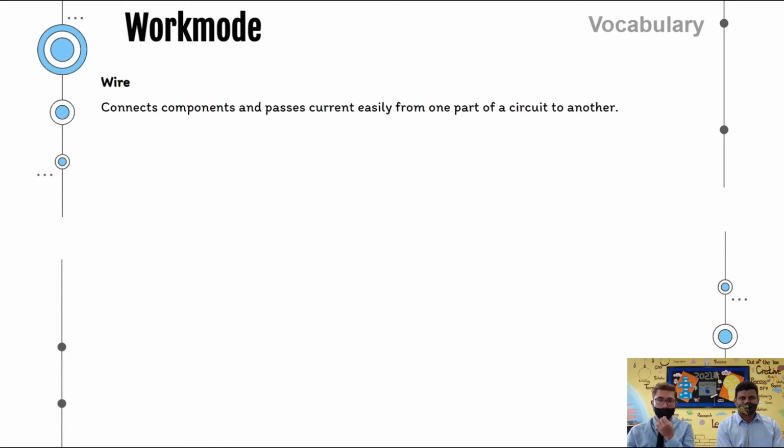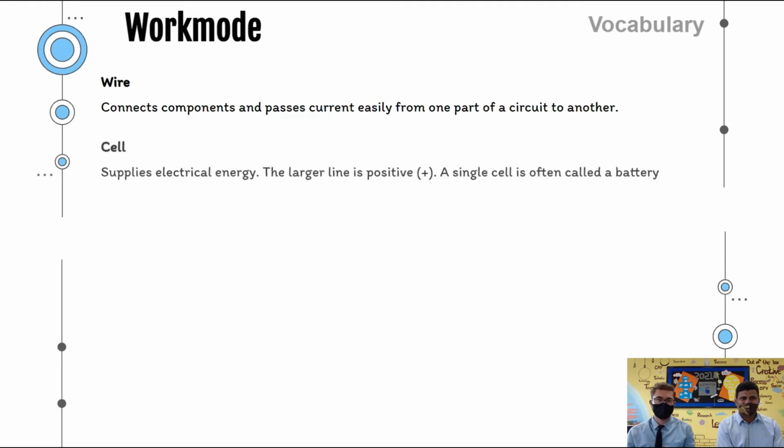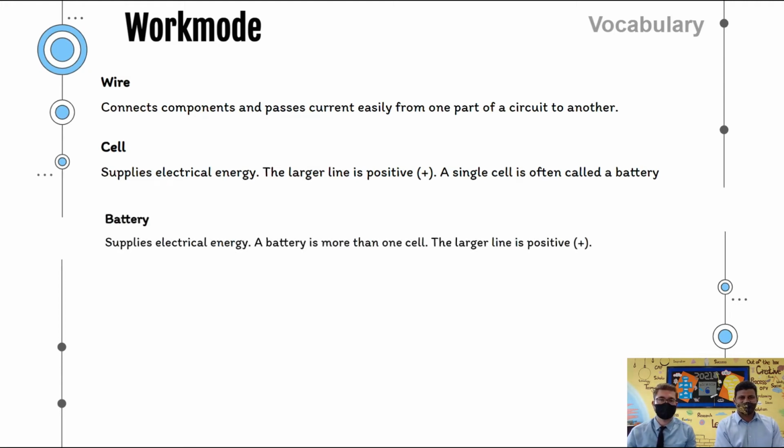Welcome back to the video. Here's some description. There's some vocabulary here. So the wire connects components and passes current easily from one part of the circuit to another. Then the cell supplies electrical energy. The larger line is positive, plus. A single cell is often called a battery. And a battery is, when you have a single component, it is called a cell. And when you have more cells lined up together, you call it a battery. And again, the larger line is positive.